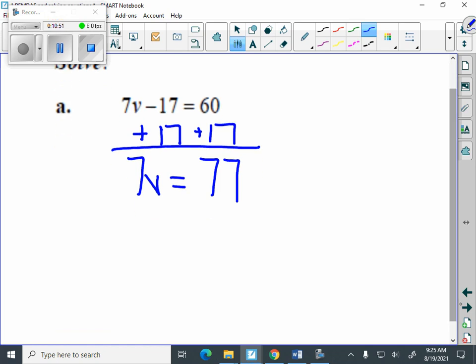And then to finish, 7 times v. To undo the multiplication, we're going to divide. So we're going to divide by 7 here, and divide by 7 here. And v equals 11.